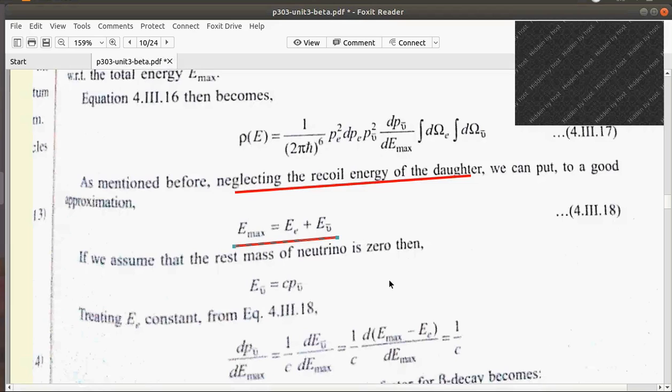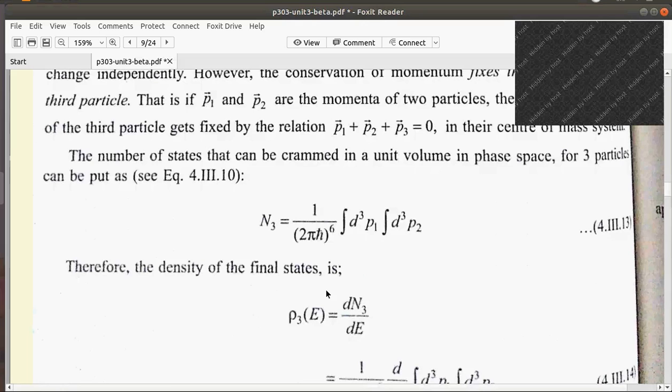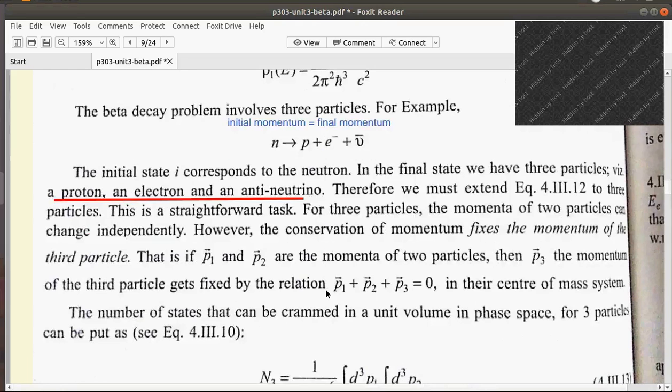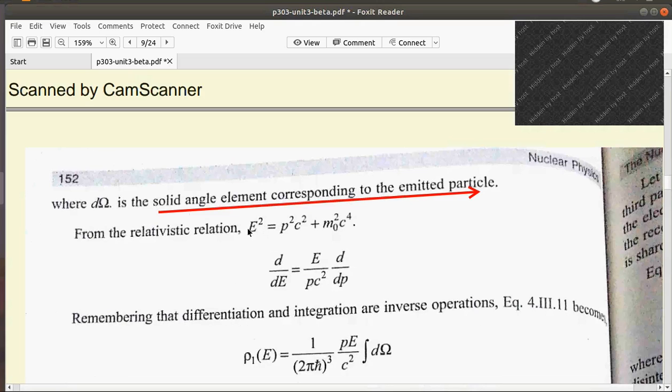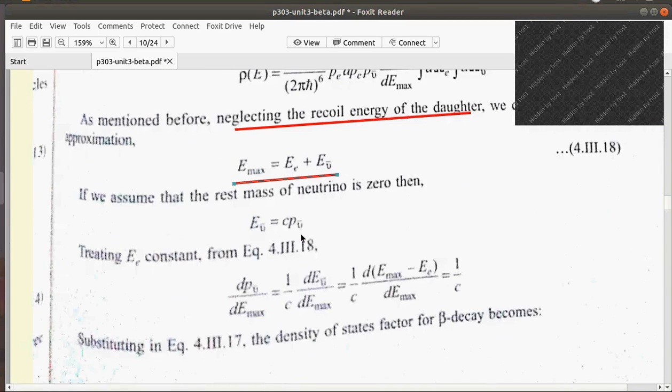Now if we assume again that the rest mass of the neutrino is 0, what will happen? Based on Einstein's relation, if the rest mass is 0, then m0 is 0. So you will get E squared equal to p squared c squared, or E equal to p into c. So in case of the neutrino, E_nu bar is equal to c p_nu bar. Clear, everybody?